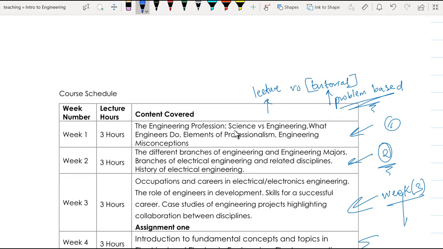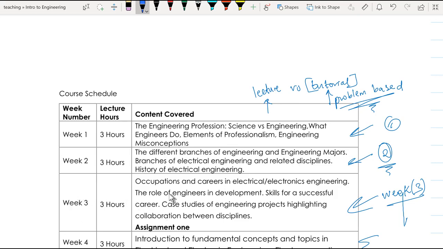I have already covered the introduction to the engineering profession and some elements of professionalism, engineering misconceptions, among others. Then in lecture 2, we cover the different branches of engineering and engineering majors such as electrical engineering, control engineering, power systems engineering, among others.